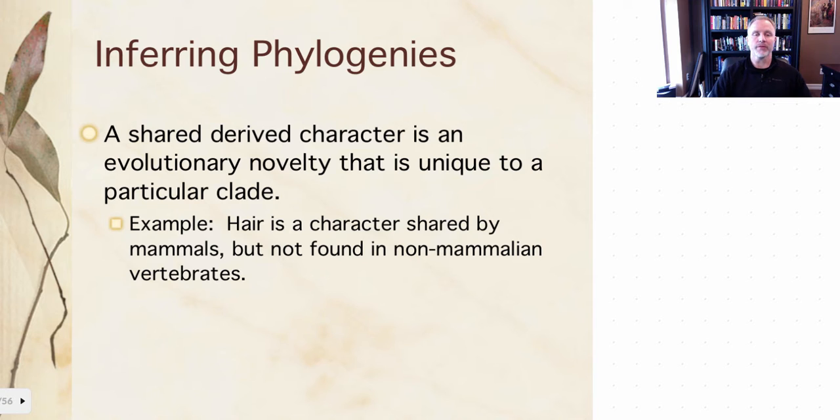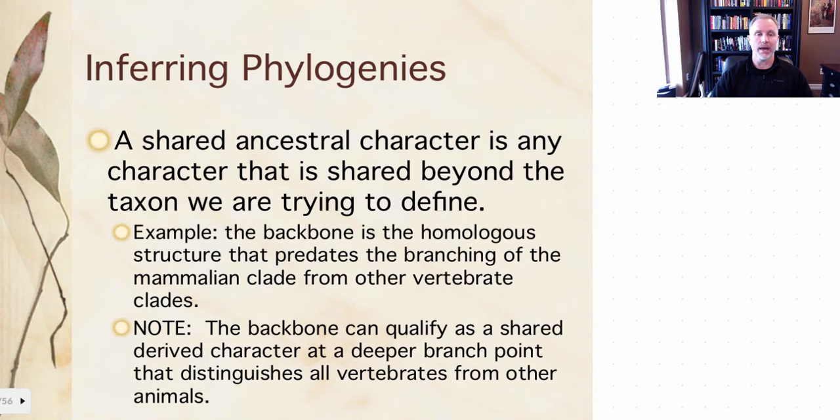Okay, so what we have to talk about are shared primitive characters and shared derived characters. Shared derived characters are new evolutionary novelties that have arisen in a particular clade, whereas a shared ancestral character is something older that predates that entire clade. An example of a shared derived character would be hair, which is shared by all mammals but not found in non-mammalian vertebrates.